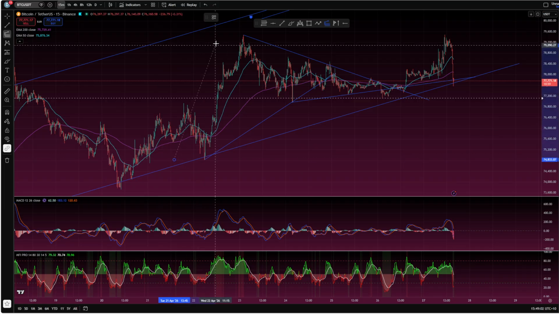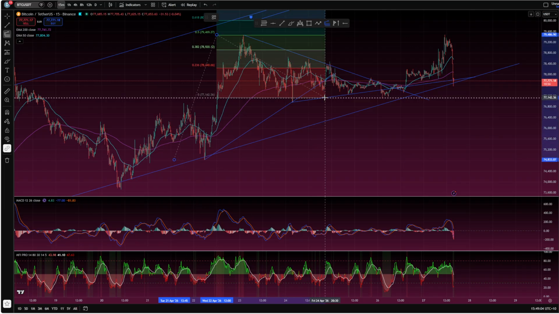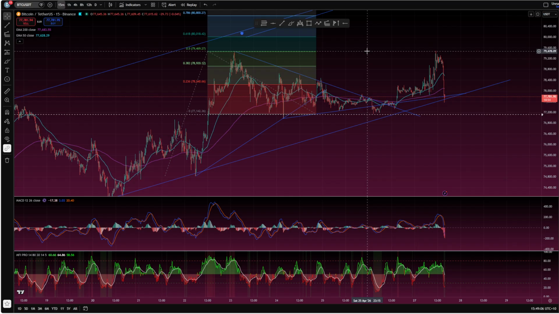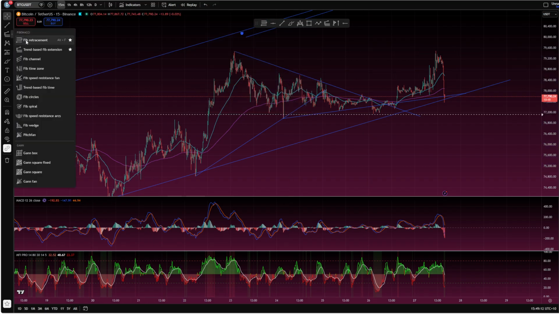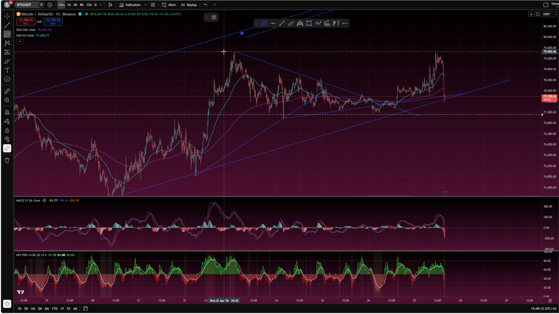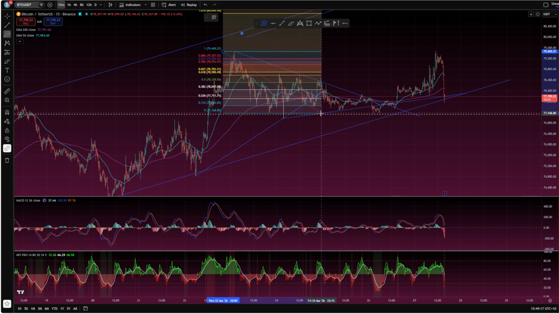is just check. That sort of lines up with the 0.5 Fibonacci, which is an important one, but it's not the biggest reaction generally.